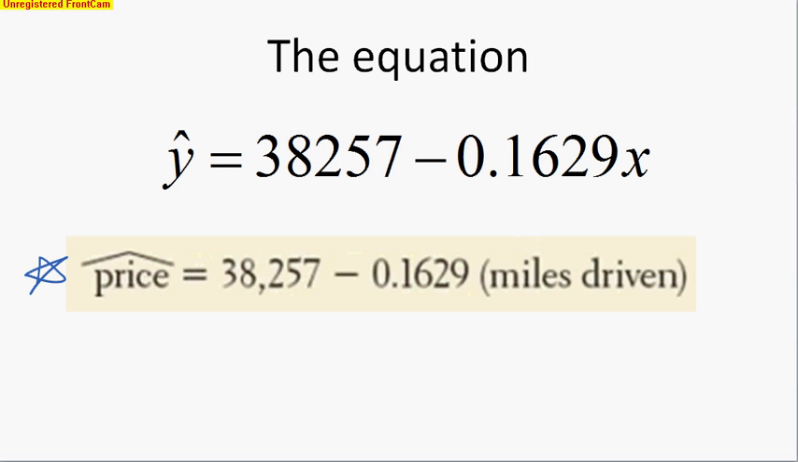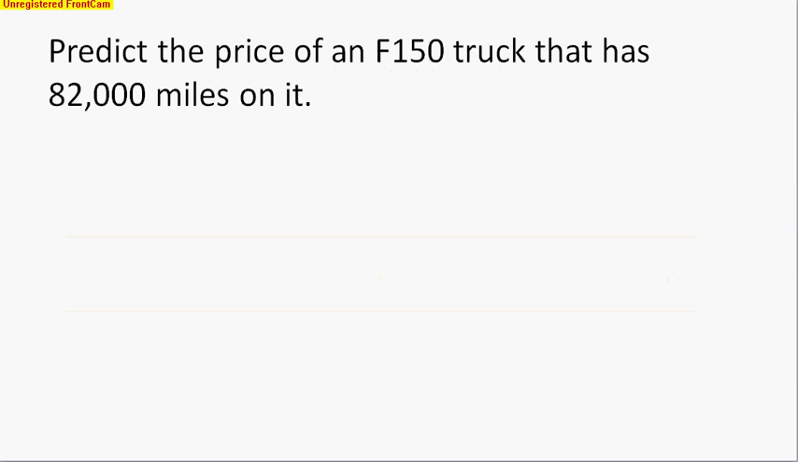It kind of just makes it a little bit easier to understand. All right, so we learned about 4 things that we can do. Here's the first: predict the price of an F-150 truck that has 82,000 miles on it.